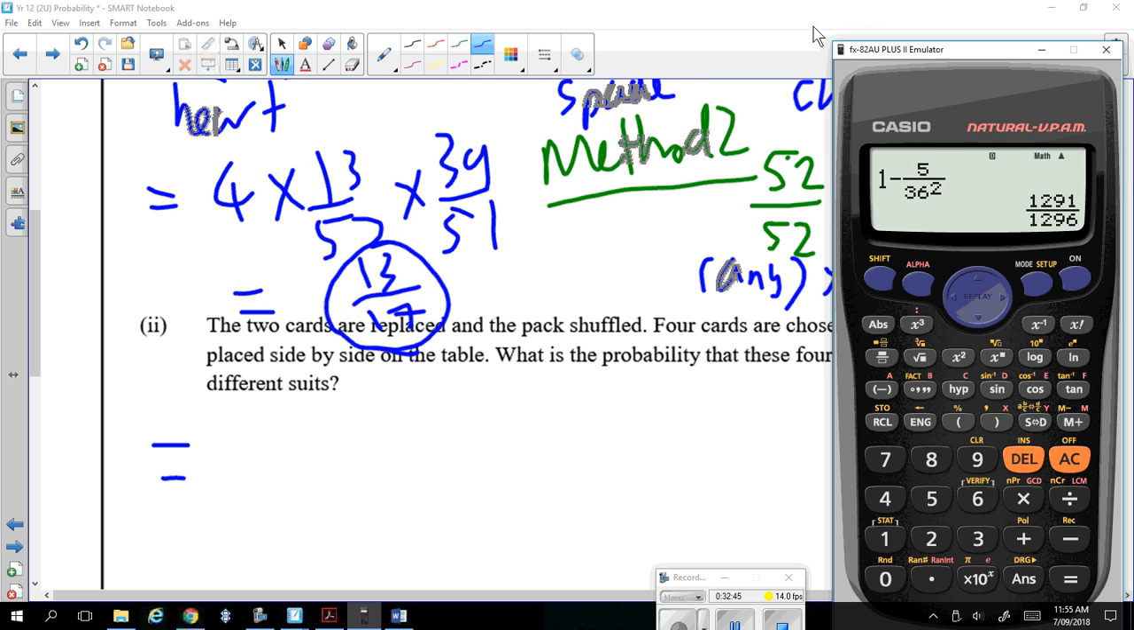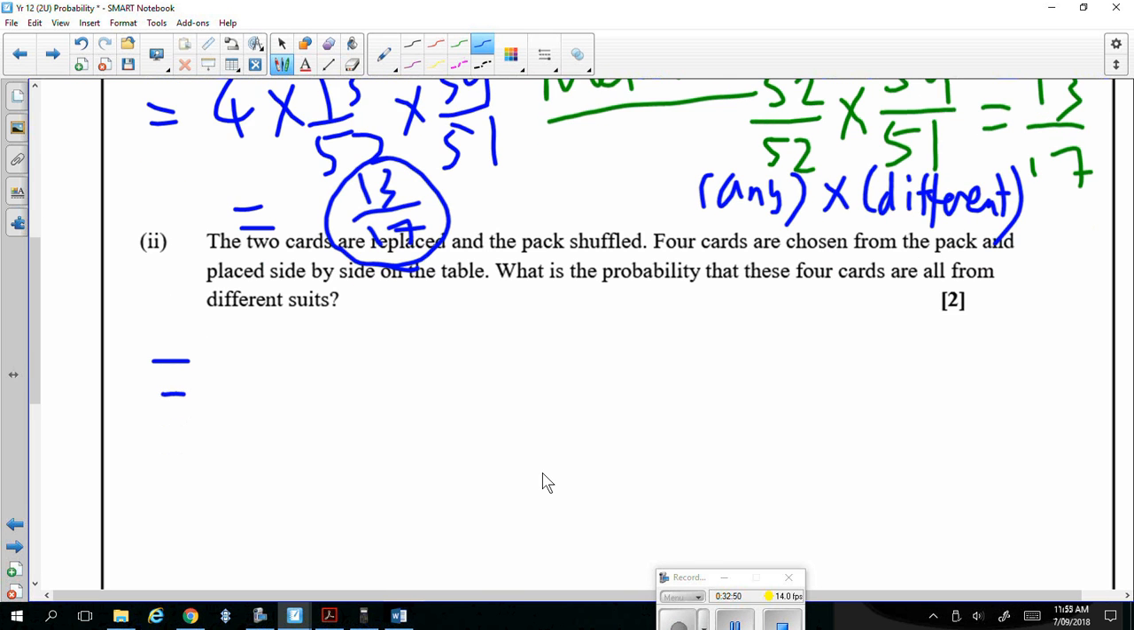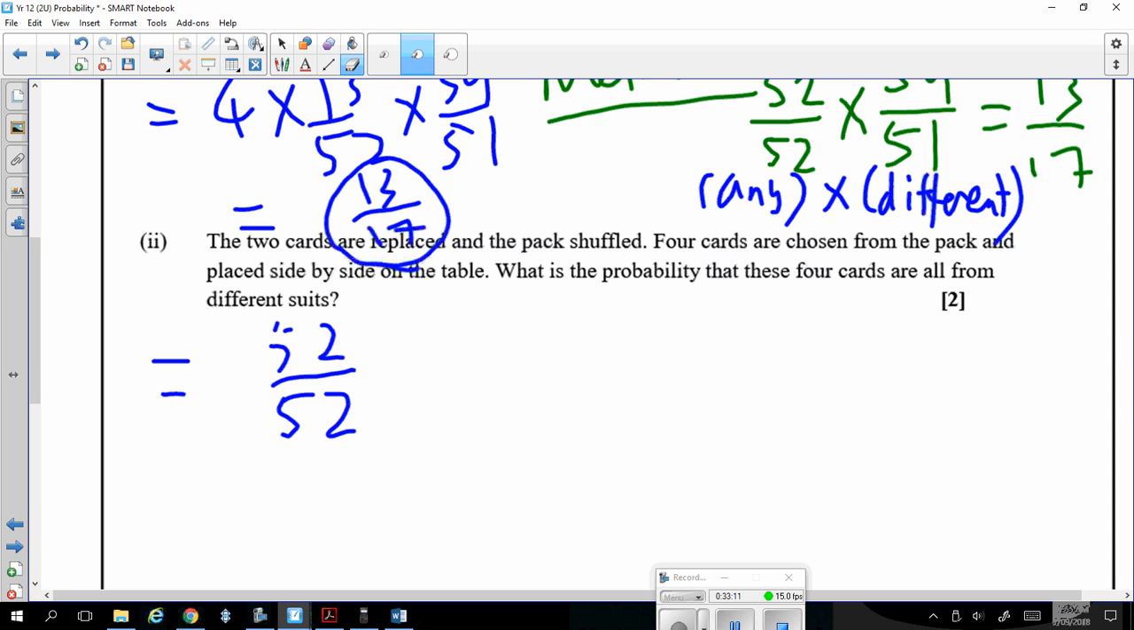Okay, good. So what you do is 52 over 52 as your first card. Your second card will be 51 cards left, so 39 out of 51. But the next card will be 2 suits left, will be 26 out of 50. And the next one will be 1 more suit left.